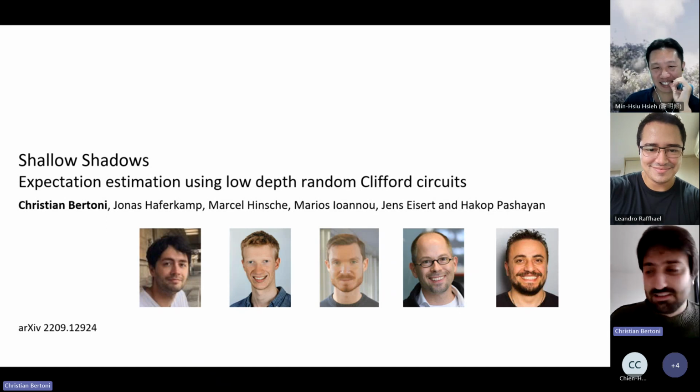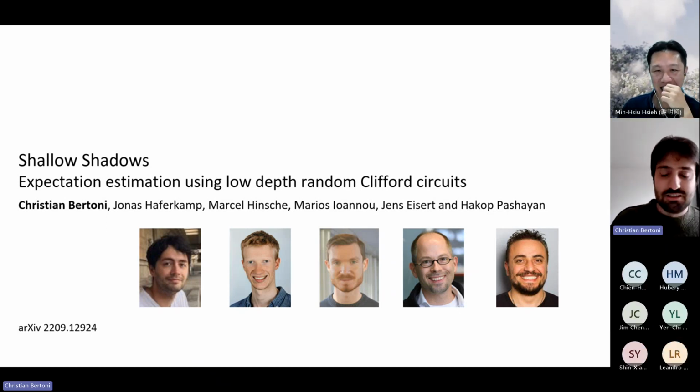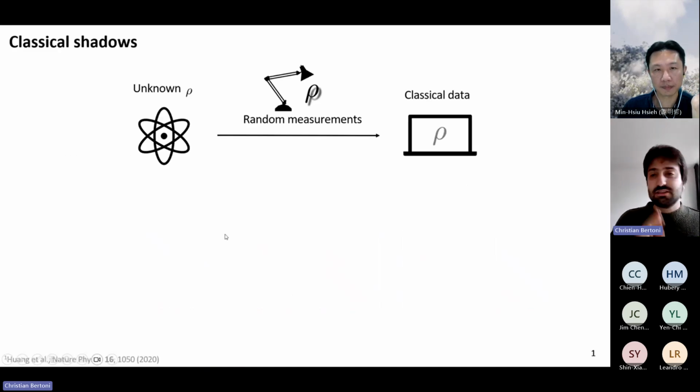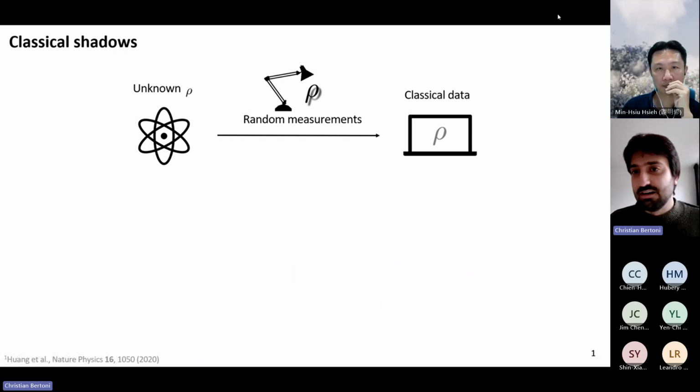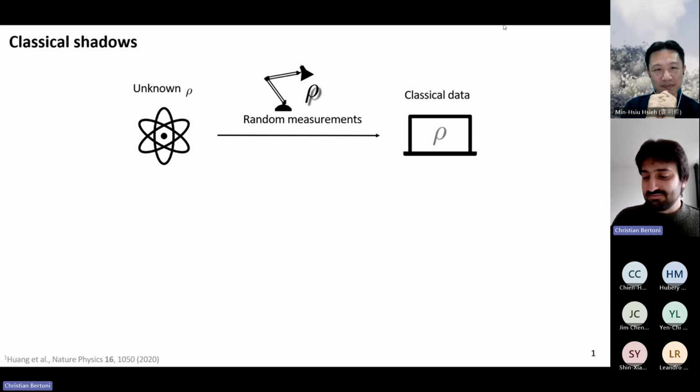I am going to present this work about classical shadows using shallow random circuits. And of course, this was joint work between me and all of these nice people. There's Jonas, Marcel, Marius, Jens, of course, and Jakob. So I thought I would start with a very high-level introduction about what classical shadows are. I'm not sure how many of you are already familiar with the formalism, and if you're already very familiar, I apologize. I hope this isn't too boring, but I thought it's good to have a refresher.